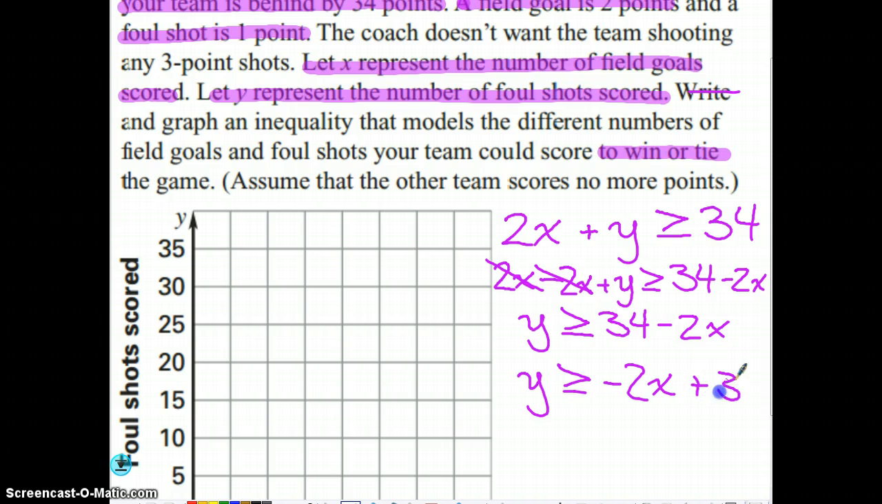Plus 34. How do you know it's plus? Because it's not a negative. That's right, because 34 is positive. Excellent. Good stuff, guys. Good. And then you put negative 2x and 1.